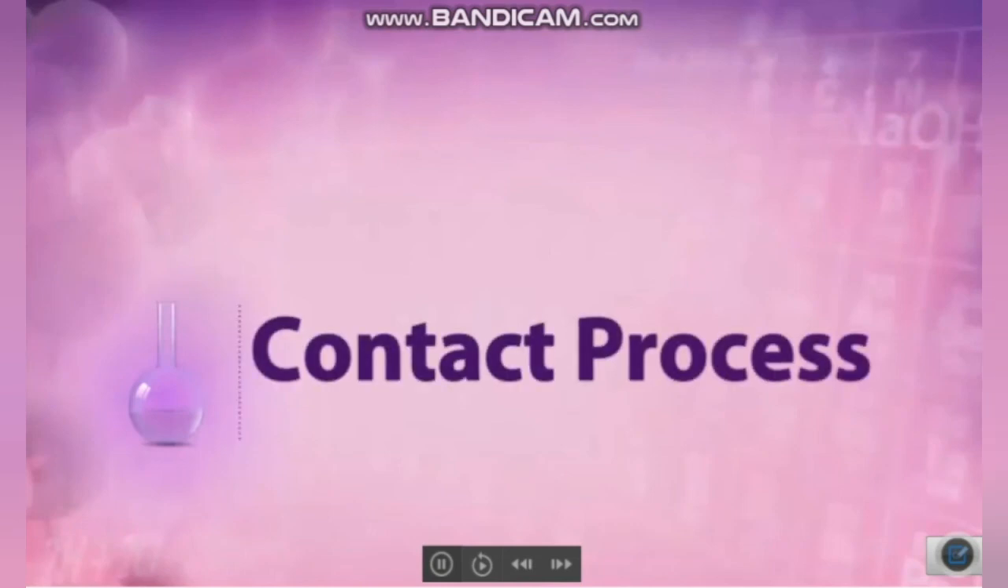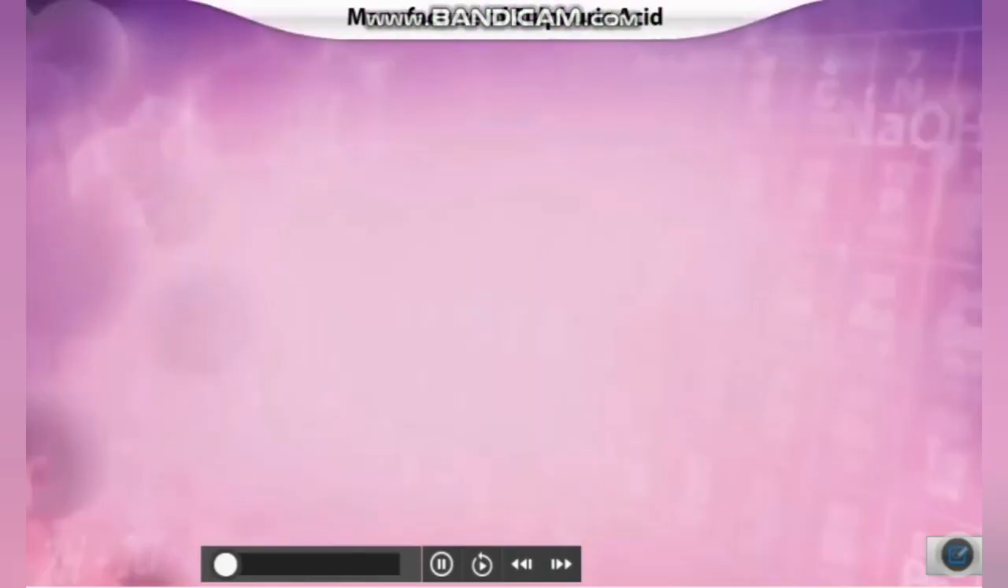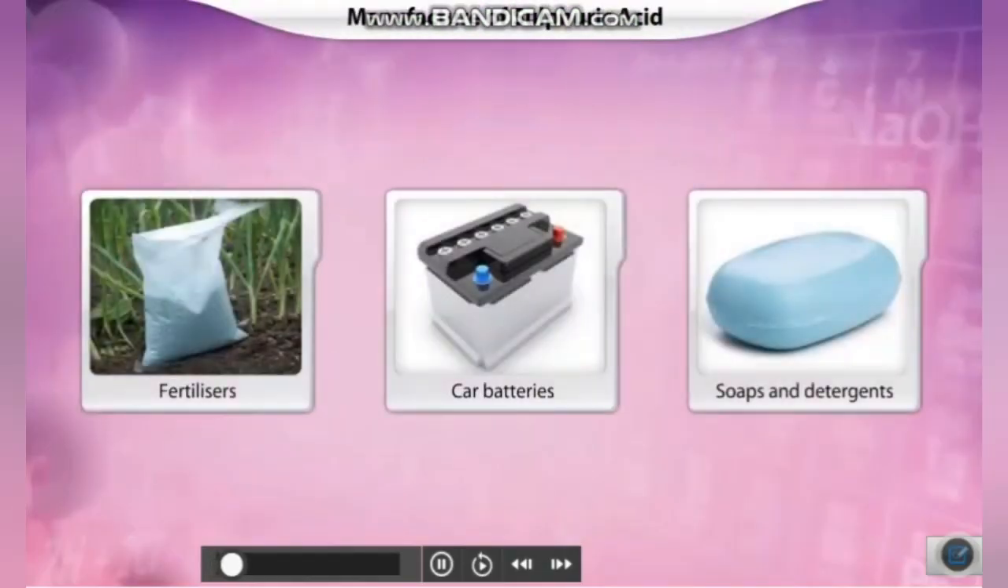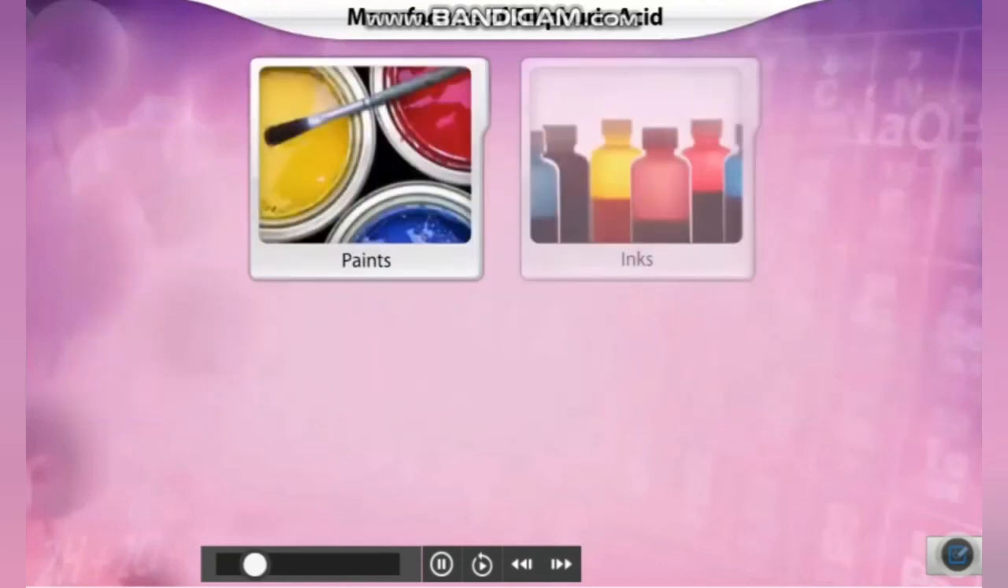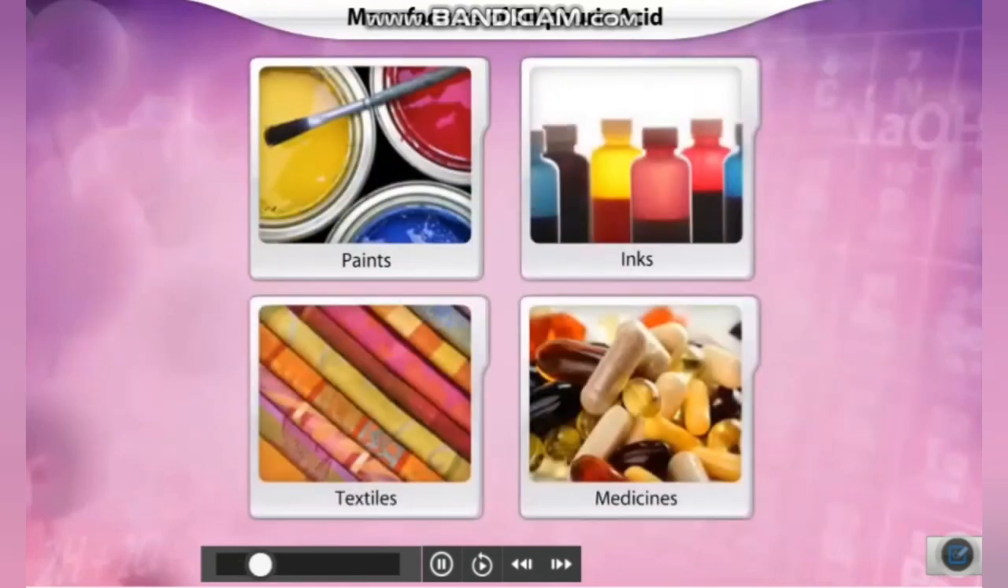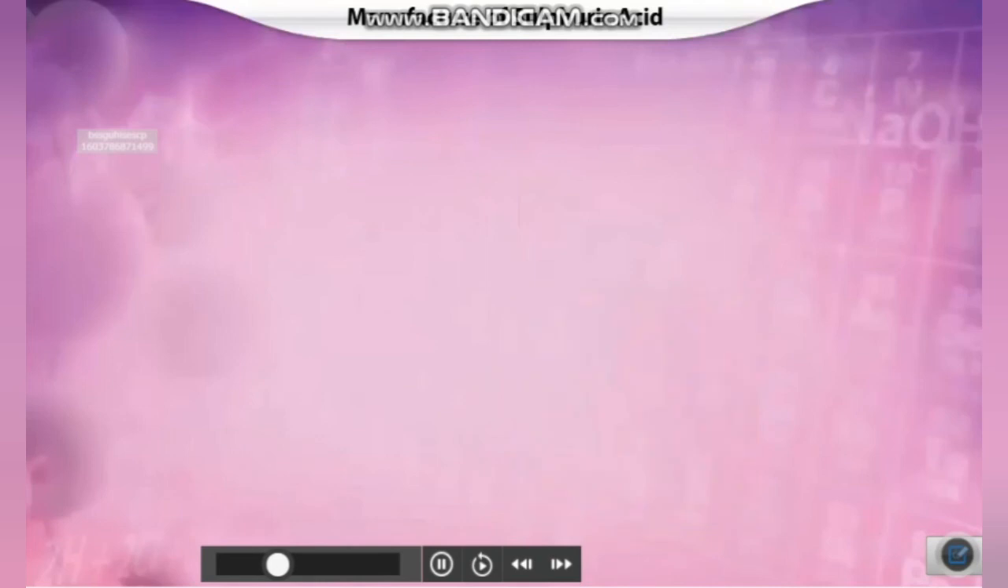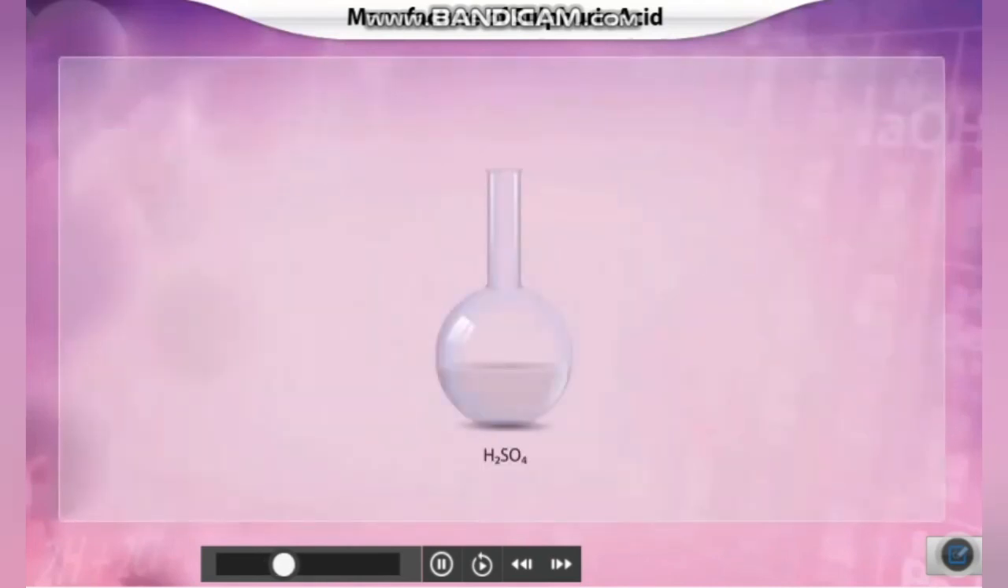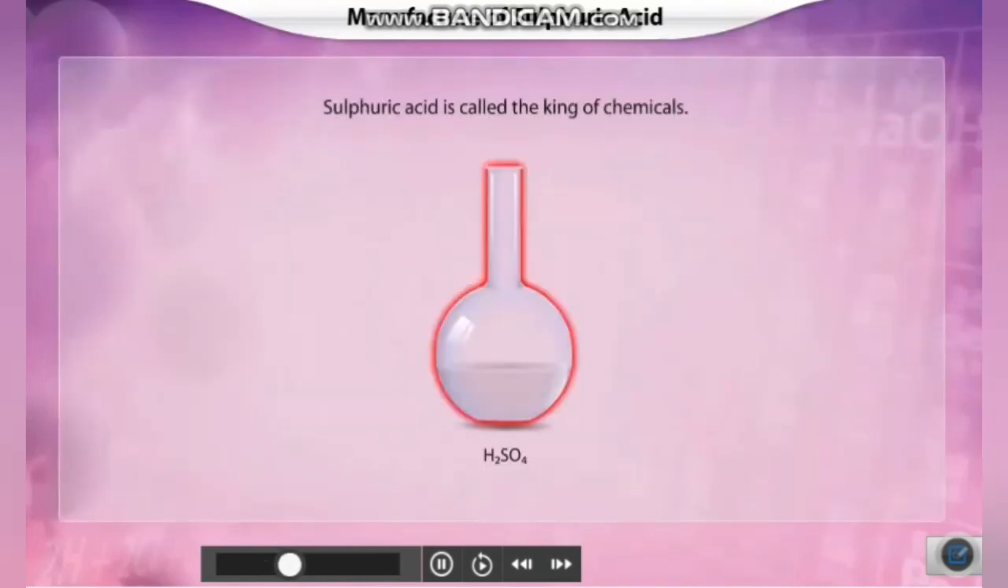The contact process. Sulfuric acid is used in the making of fertilizers, car batteries, soaps and detergents. It is also used in the preparation of paints, inks, textiles and even medicines. Owing to its worldwide industrial application, sulfuric acid is called the king of chemicals.